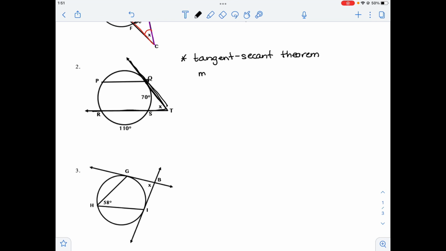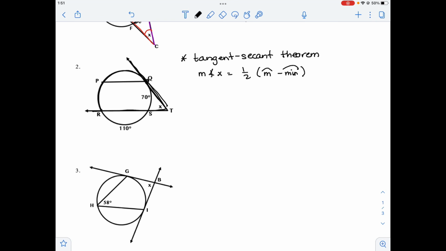Which means the measure of angle x is equal to half of the major arc minus the minor arc. Now we're going to plug in what we know. We know our major is right here, but we don't have it told to us, so we've got to figure out what that is.